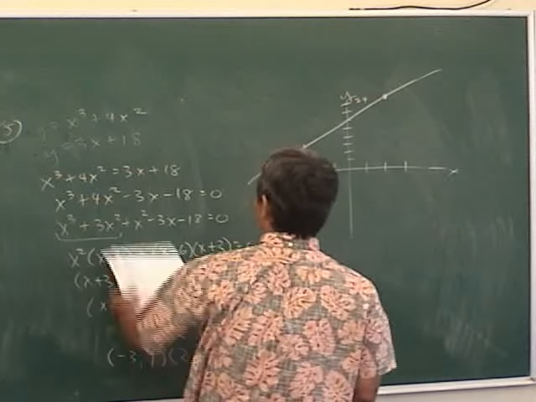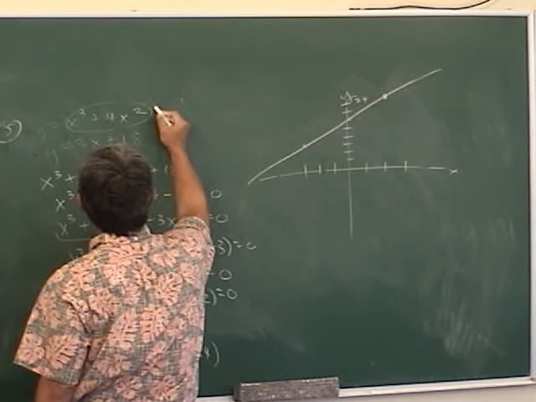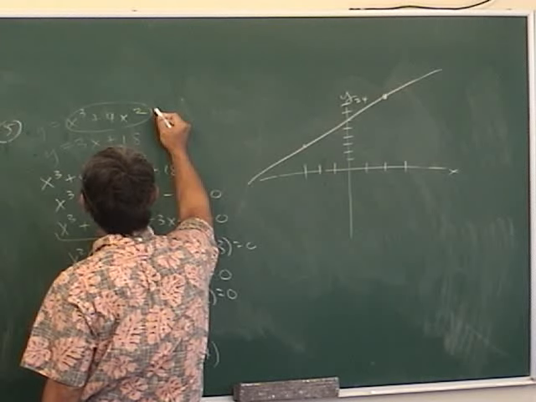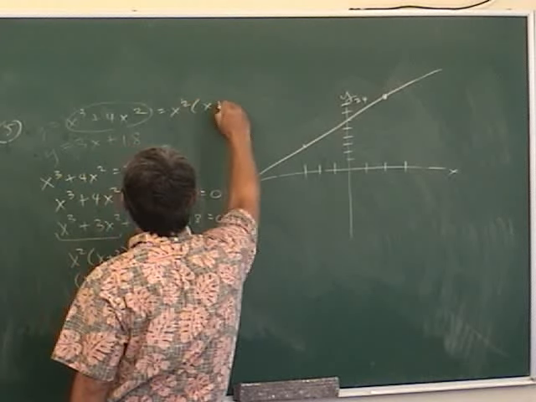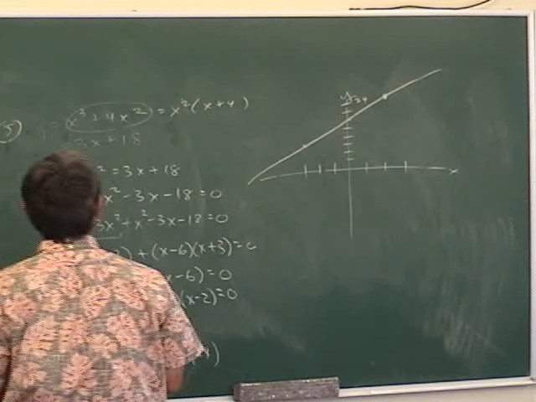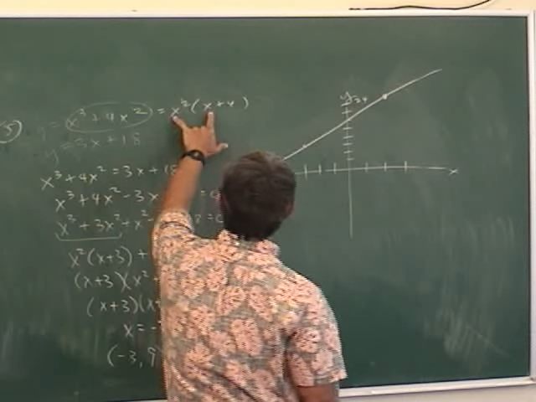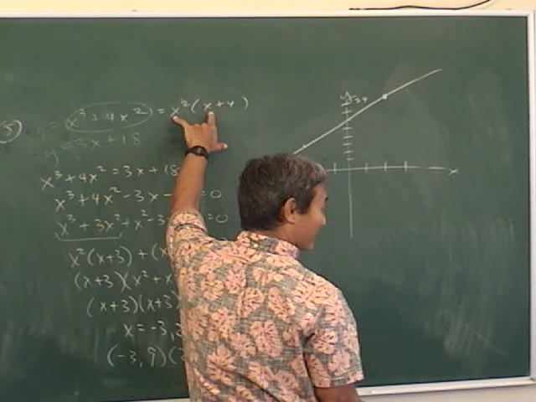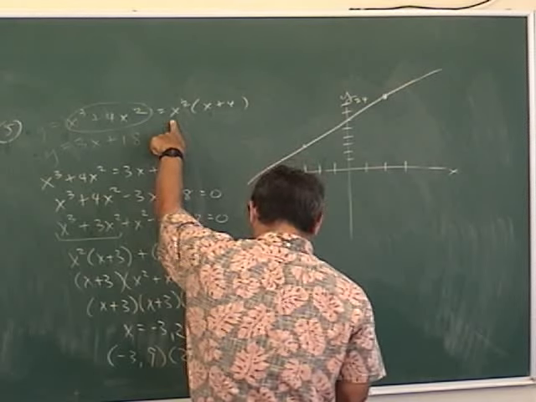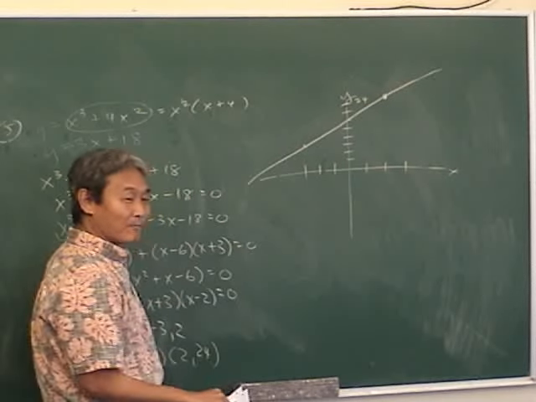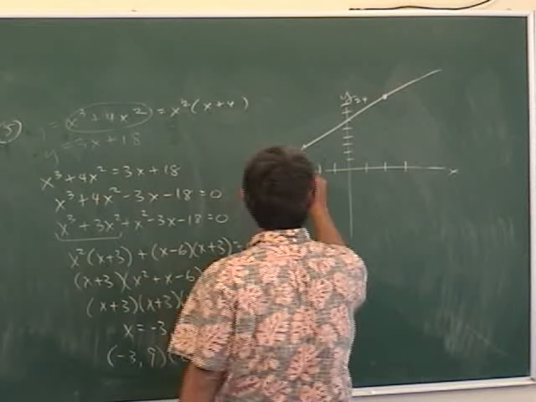A line is just straight. But what kind of graph is this? It's x squared times x plus 4. Okay, so what are the x intercepts? 0 and negative 4.